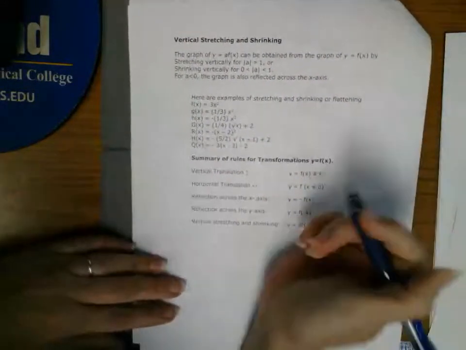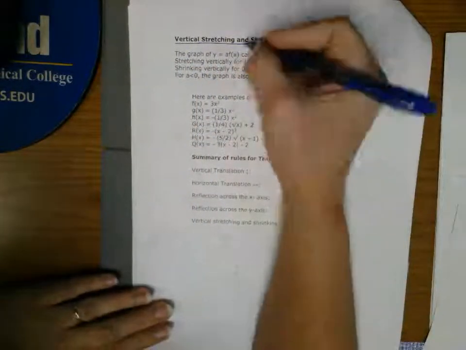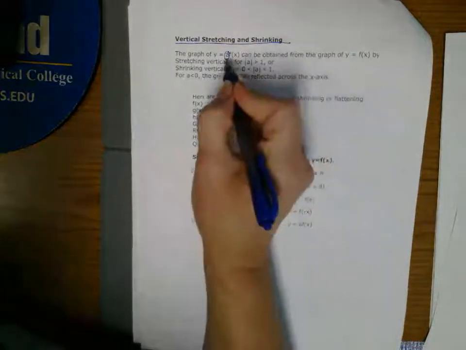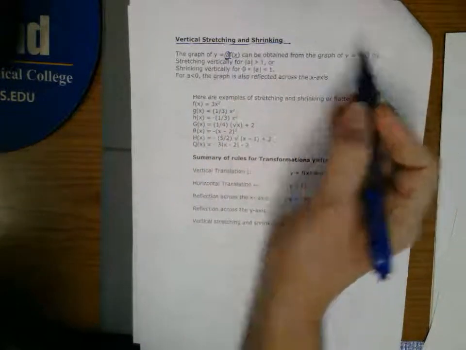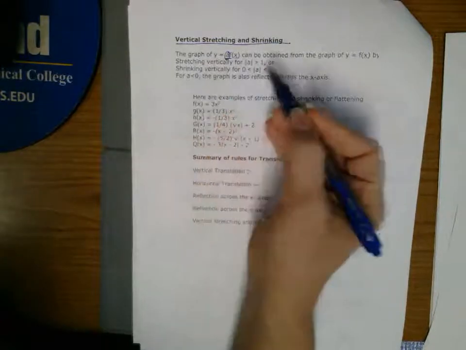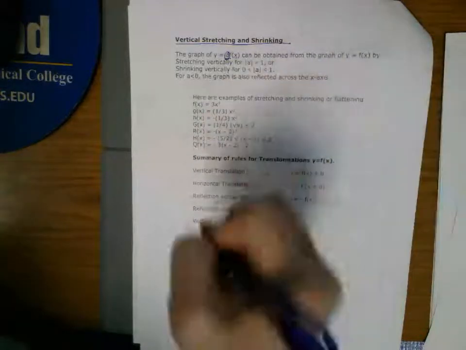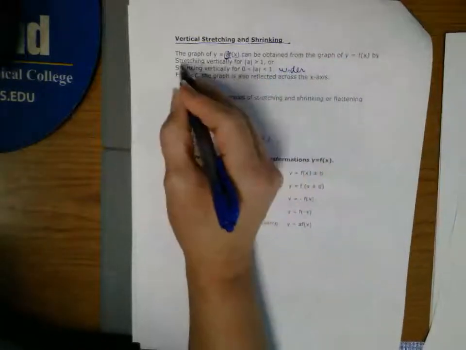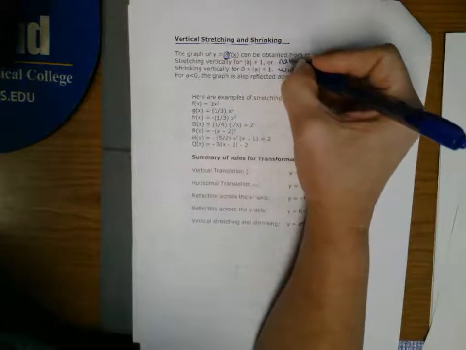Okay, the last type of translation is stretching and shrinking of your graph, and that happens when you have a multiplier in front of your function. So the a value times the function can be obtained from the graph f of x by stretching it vertically when a is greater than 1, and it shrinks it when a is a fraction between 0 and 1. So shrinking the graph vertically makes it look wider. Stretching the graph vertically makes it look skinny or more narrow. The graph is more narrow.